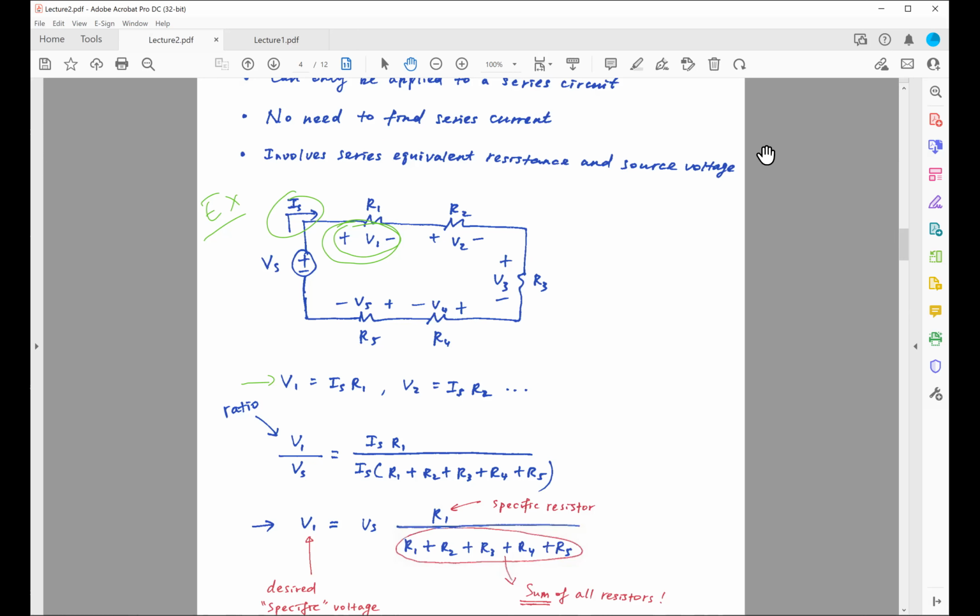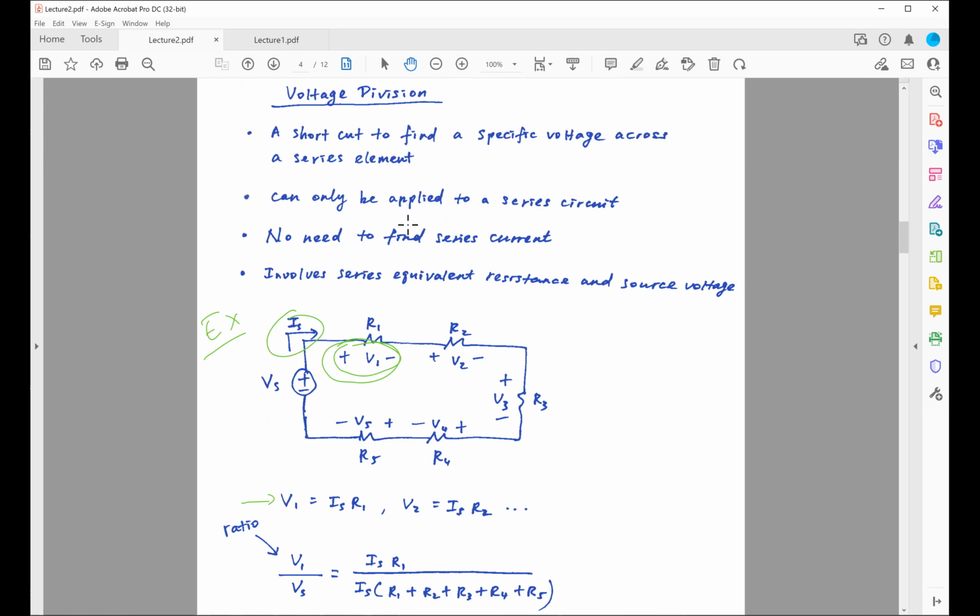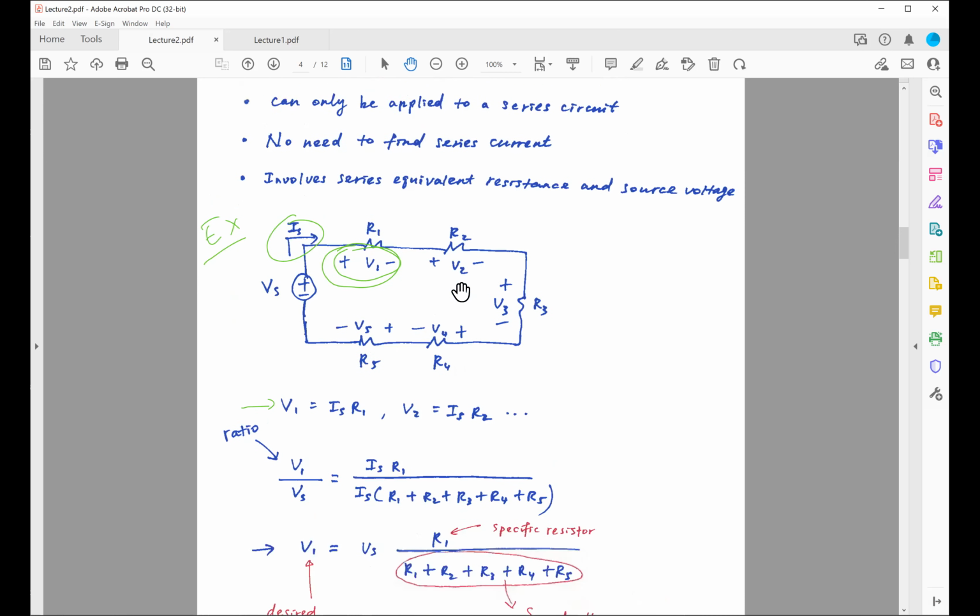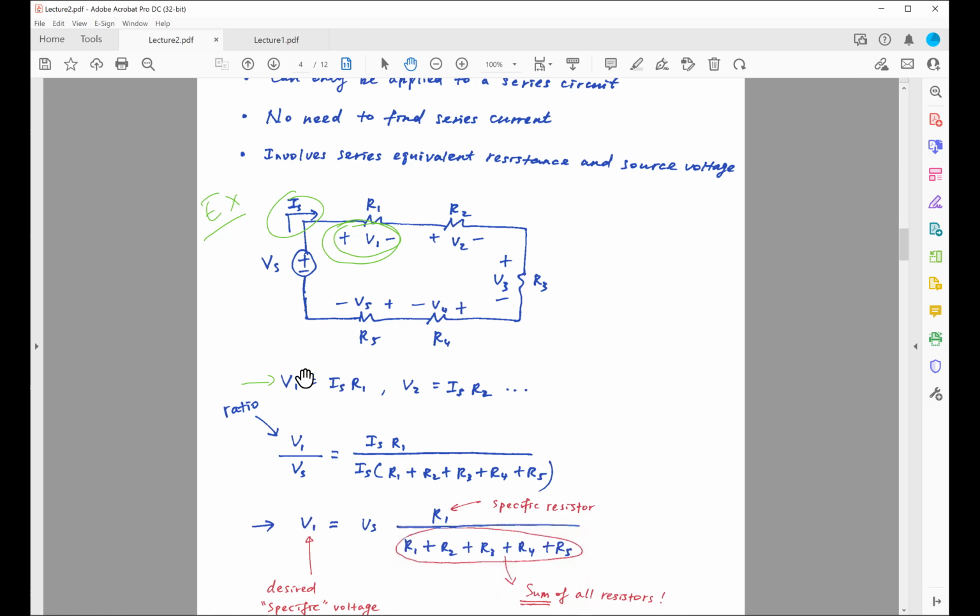But eventually, as I alluded to you, in order to calculate this voltage, you do not need your series current, right? But in the derivation, I'm going to make use of this IS so that I can come up with some useful equation for this voltage division. So I'm going to say V1 is equal to IS times R1, V2 is equal to IS times R2, and so forth.